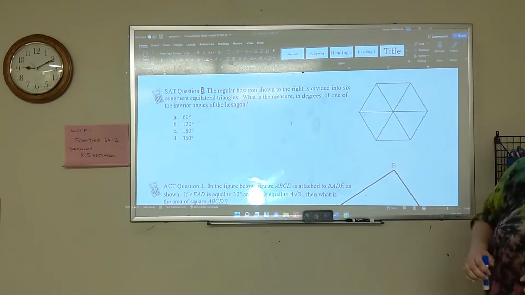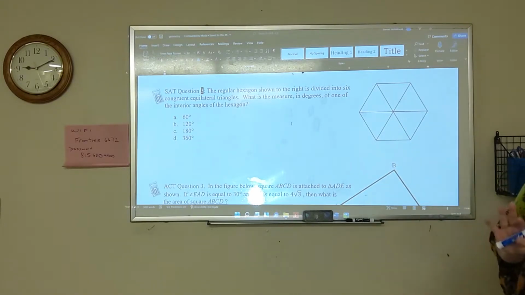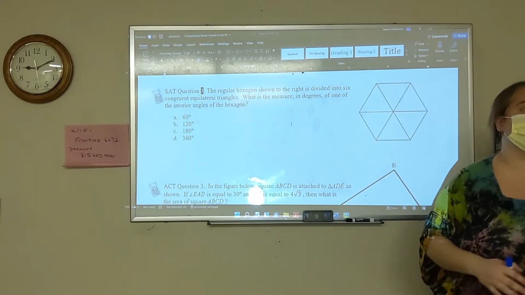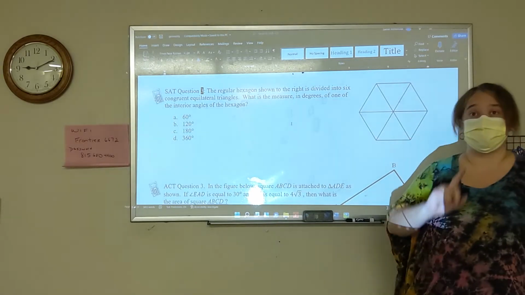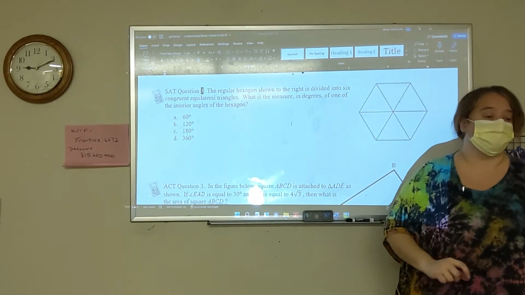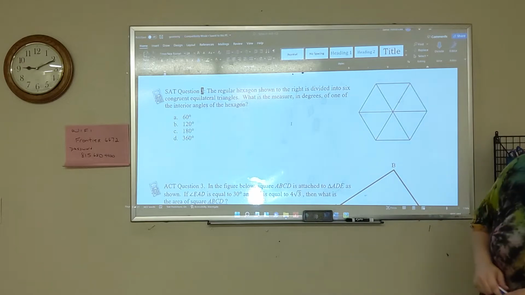So SAT number 3, we have a hexagon problem. The regular hexagon shown to the right is divided into 6 congruent equilateral triangles. I will argue that every single hexagon you come across can and should be divided into 6 congruent equilateral triangles. What is the measure in degrees of one of the interior angles of the hexagon?